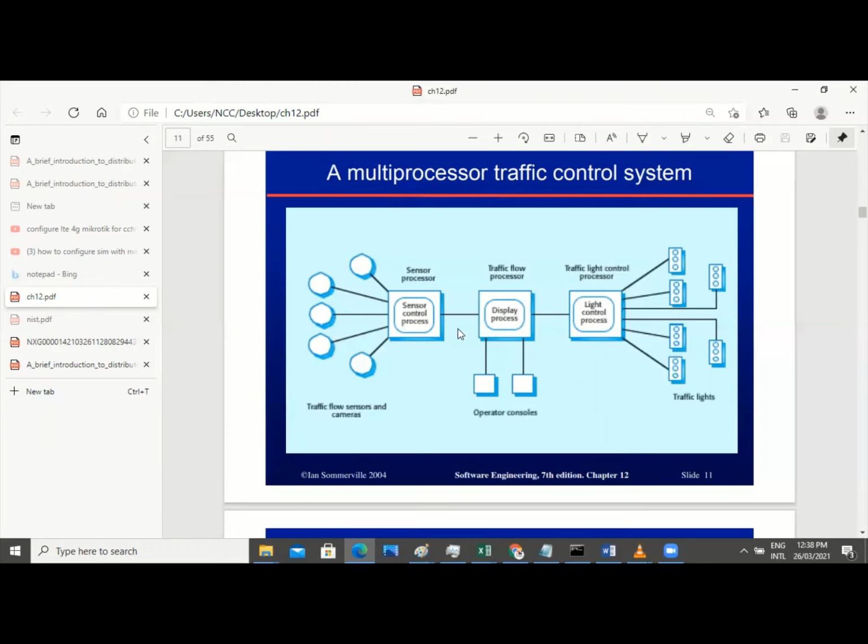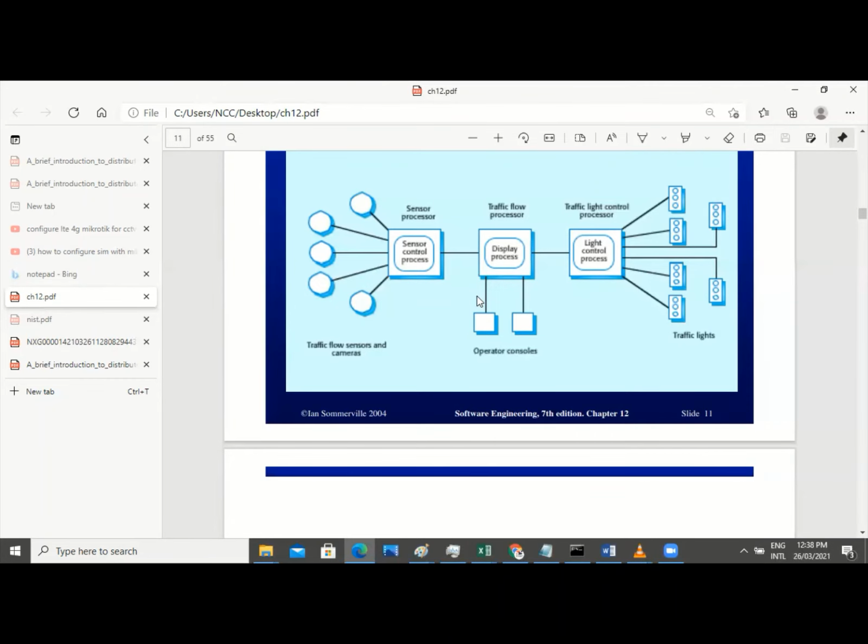You can see that three types of processors are there. This is just the way they relate in the traffic light, but you can have multiple of these all tied together by operator consoles. For us to get a unit to control a set of traffic lights, you have the sensor processor, the traffic flow processor, and the traffic light control processor. These three processors work in synergy in order to control the traffic light.